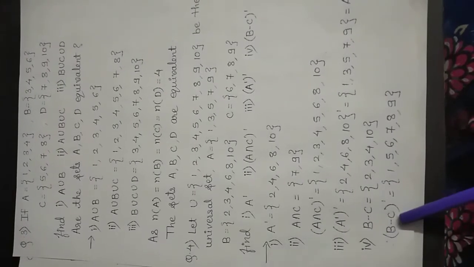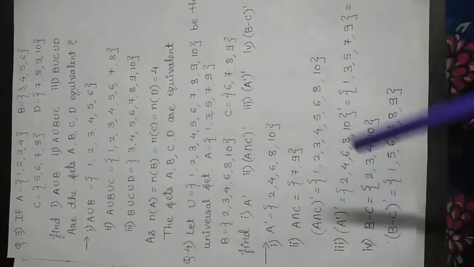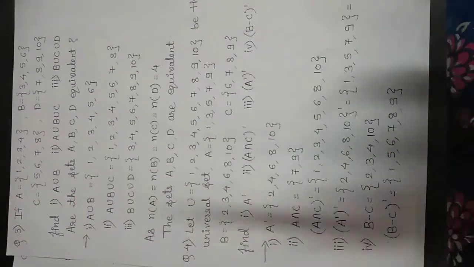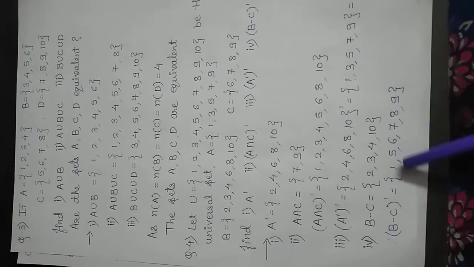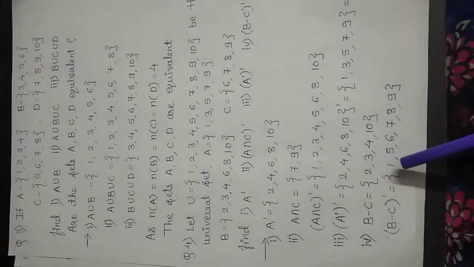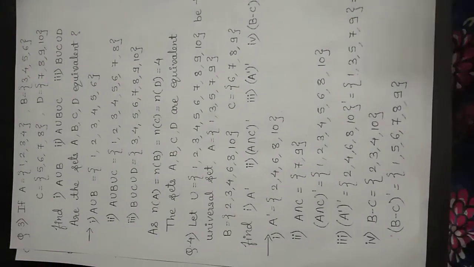Now we require (B minus C) complement. So from the universal set we will remove 2, 3, 4, 10, and the remaining elements of the universal set will be here in (B minus C) complement. So that is equal to the set containing elements 1, 5, 6, 7, 8, 9.